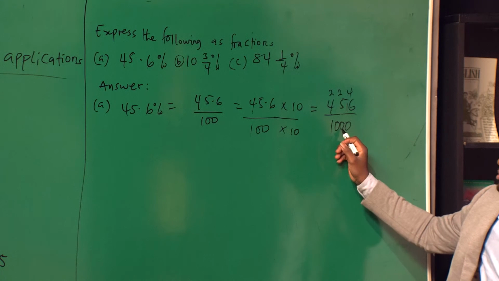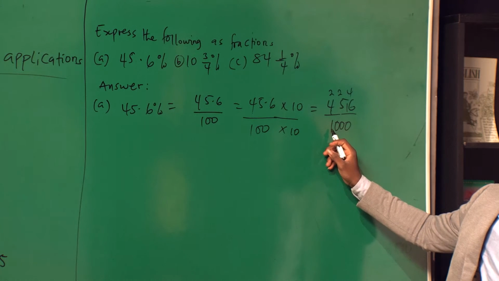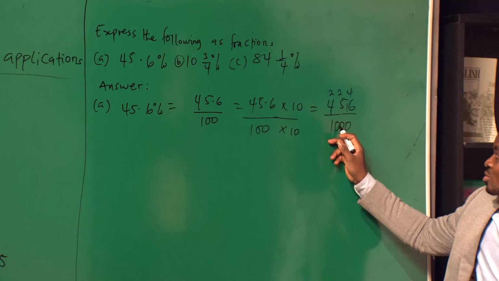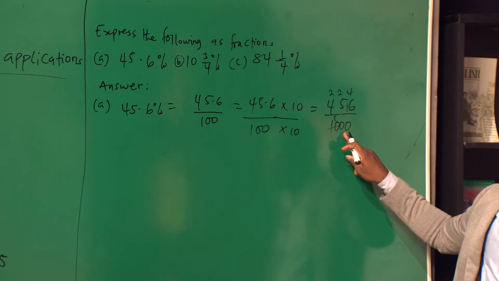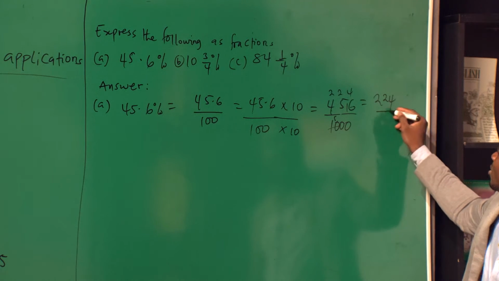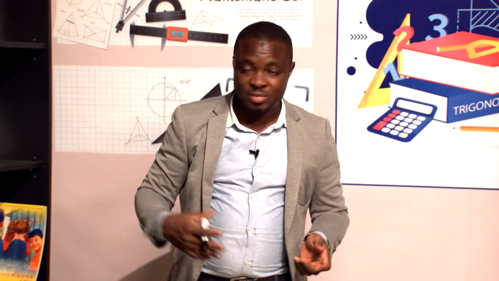You do same to the 1,000. 2 cannot go into 1, so you add a 0. So 2 into 10 will give us 5. You add the 2 zeros, making 500. So you end up with 224 over 500. You are not done. This is not the reduced form of it. That's why you have to be precise in choosing a common factor that will make the work less difficult for you. We could have gone for 4, okay? But let's continue.